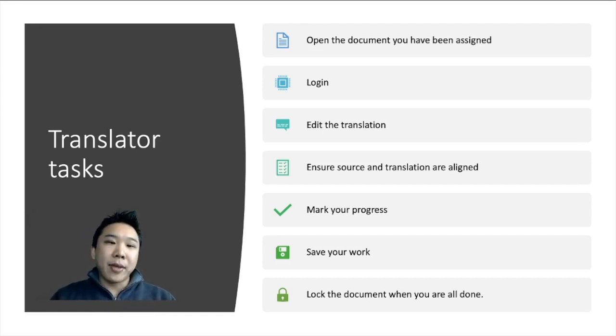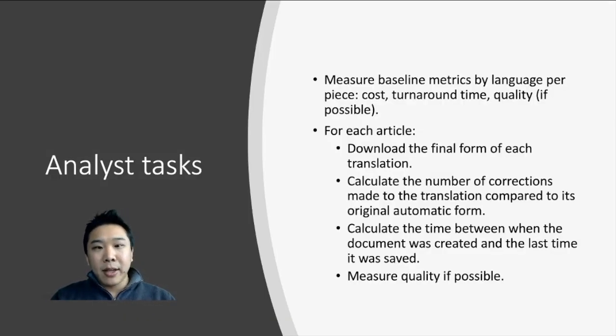This is an optional step, but if you have an analyst on your team, you're able to measure some baseline metrics before and after using Spiffio as a translation portal. You can check the turnaround time of how long it takes an article to be translated, how much it costs, and if you have a way to check quality, you can include that in your baseline measurement.